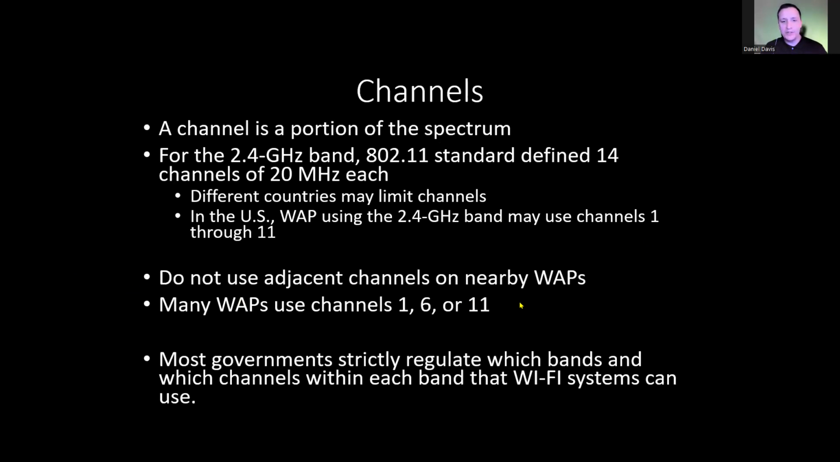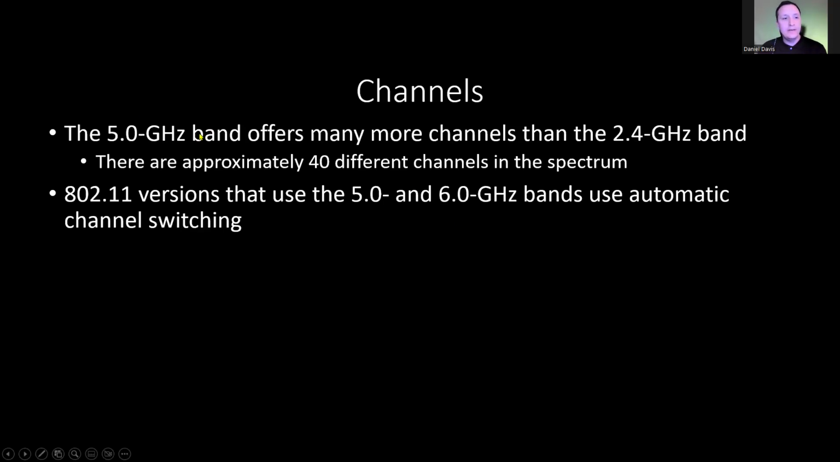Here's some best practices. You generally don't use adjacent channels on nearby wireless access points. You'll usually want to space them out as much as possible. So you'll get something like 1, 6, and 11 used very frequently. And as I mentioned earlier, most governments strictly regulate which bands and which channels within each band that Wi-Fi systems can use. The 5 gigahertz band offers many more channels than the 2.4 gigahertz band, approximately 40 different channels for the 5 gigahertz band.